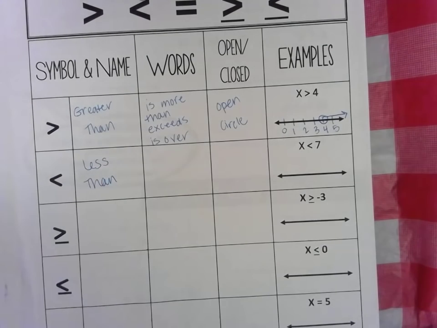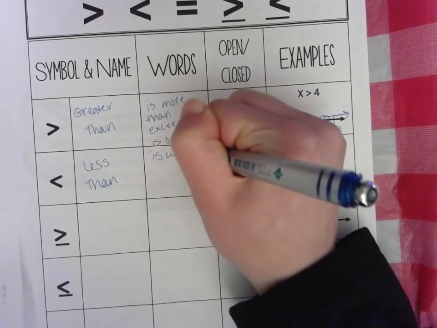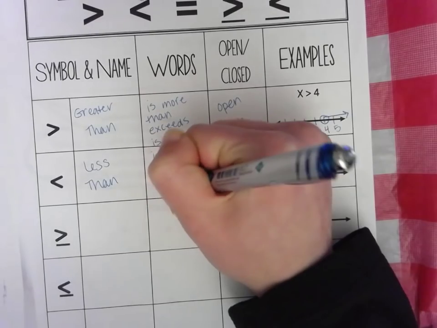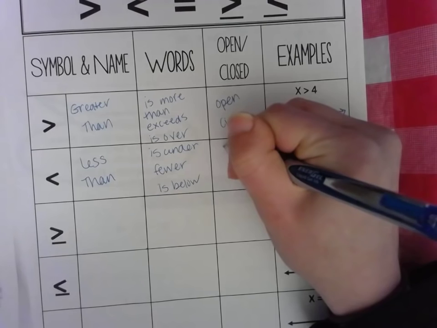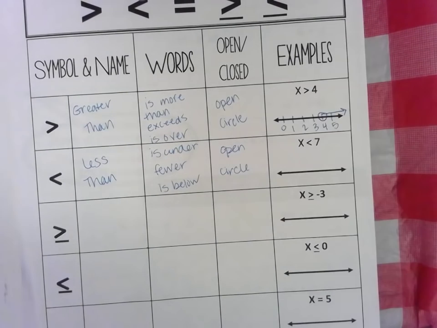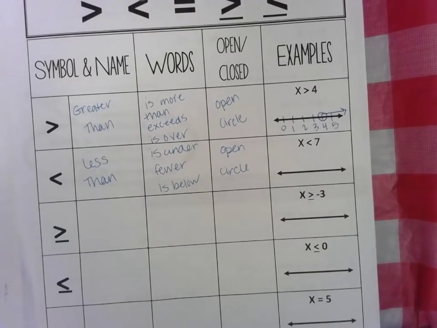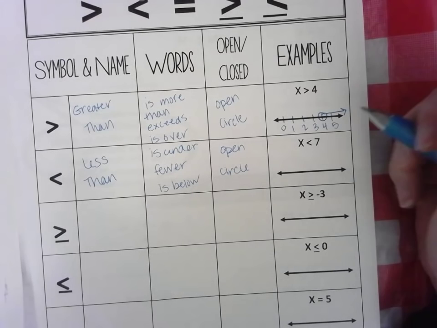Or words you might see could be is under, fewer, or is below. We still use an open circle because it does not include 7. It is everything less than 7, but not 7. So that's why we use an open circle.